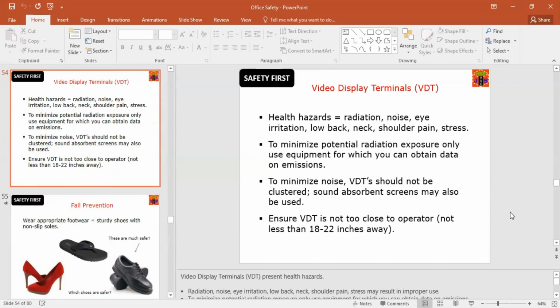Let us look at how to use video display terminals. Health hazards include radiation, noise, eye irritation, low back, neck and shoulder pain, or stress. To minimize potential radiation exposure, only use equipment for which you can obtain data on emissions. To minimize noise, visual display terminals should not be clustered. Sound absorbent screens may also be used. Ensure the VDT is not too close to the operator, not less than 18 to 22 inches away.